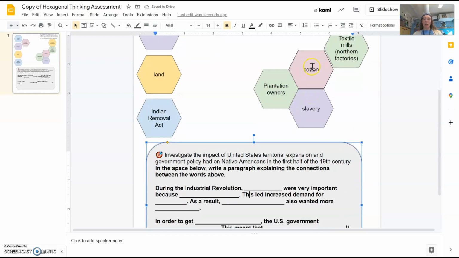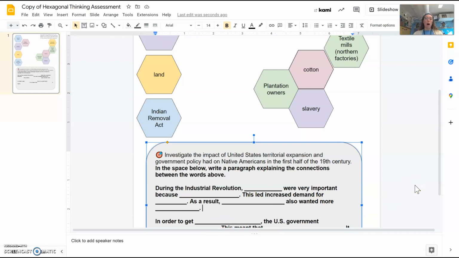And then I need to explain why. Demand. As a result, blank also wanted more blank. Okay. Now, make sure you're explaining more there. Don't just fill in blanks with words and hope that it's good. You need to probably add another sentence here explaining what the connection is there.